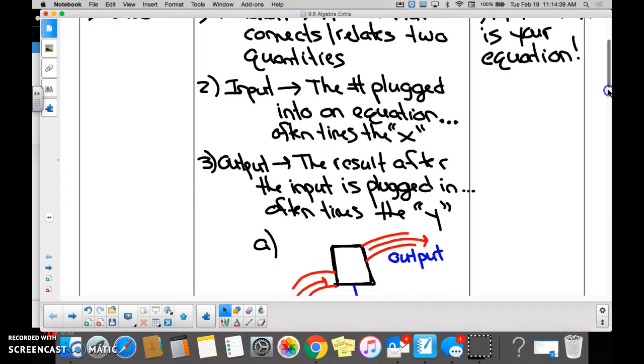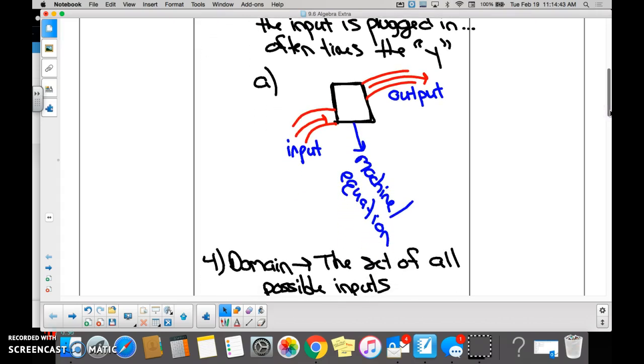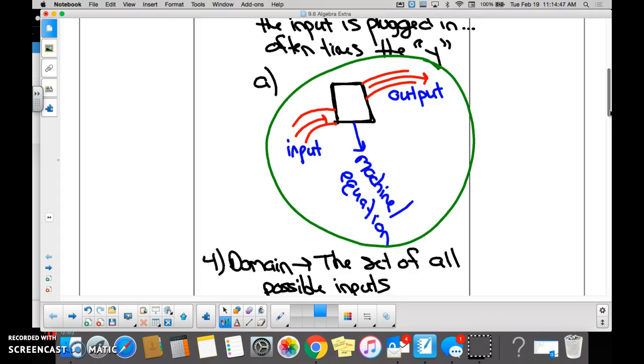Good job. A lot of you have seen this in the past, but 3a here is your function machine, which is also like your equation, right? Whatever you put in, something's going to be spit out. The x is what we put in, and the y is what is spit out. Therefore, the input and the output.